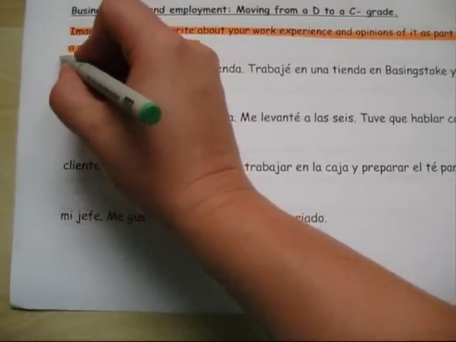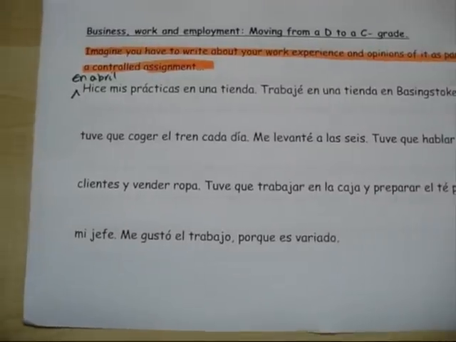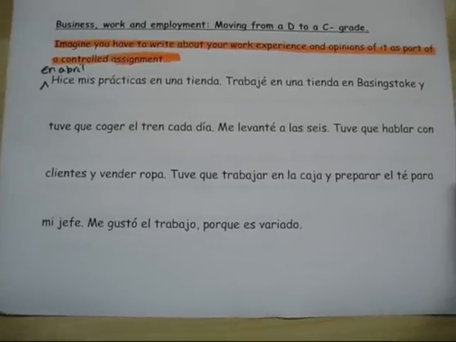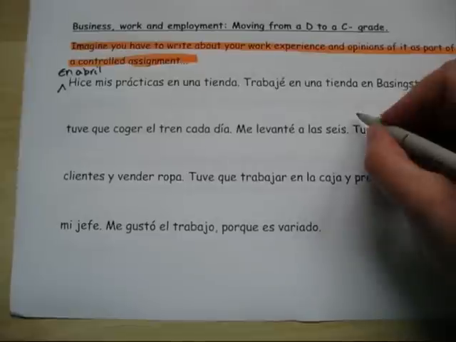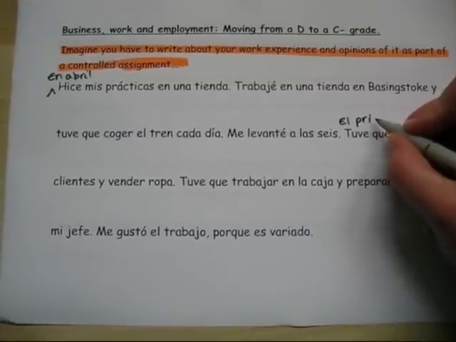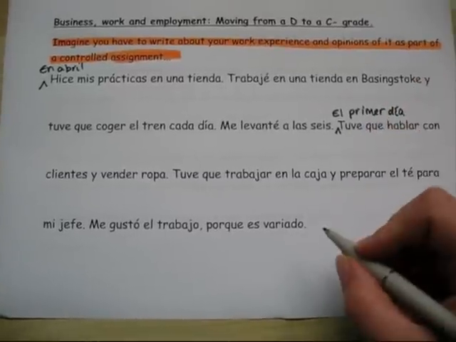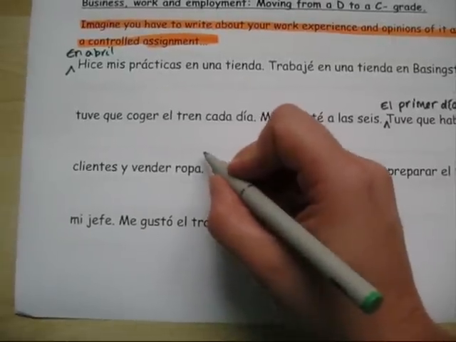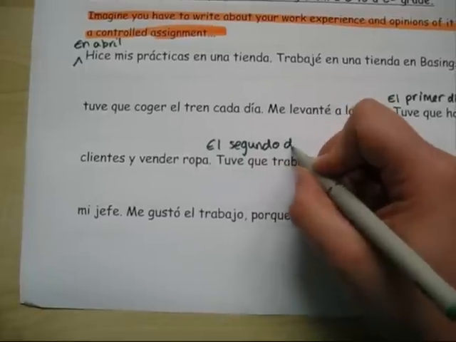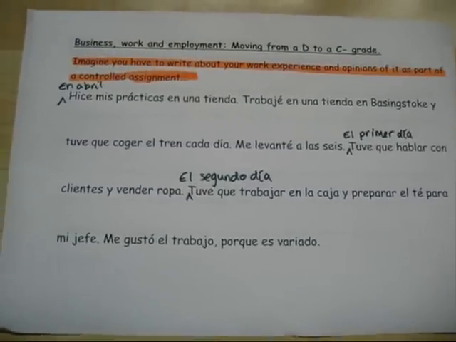So I'm going to add one here, in abril. So we've got a time phrase there. The next thing I'm going to do is there's another place I can add a time phrase, which is here. I might use a different time phrase because for C grade you do need to use a variety of structures. El primer día. Now if I've used el primer día, there's nothing to stop me writing el segundo día as another time phrase. Okay, so we've added 3 time phrases already.